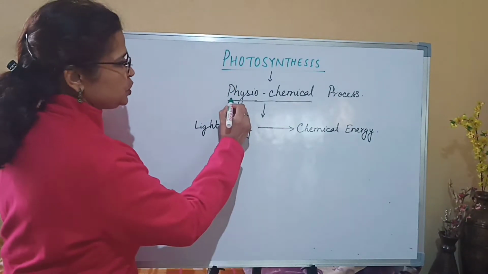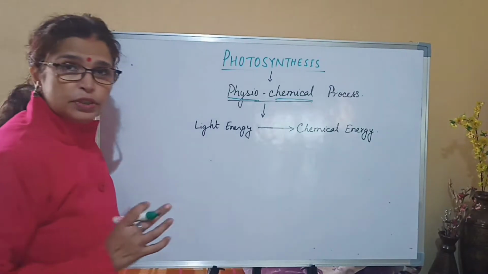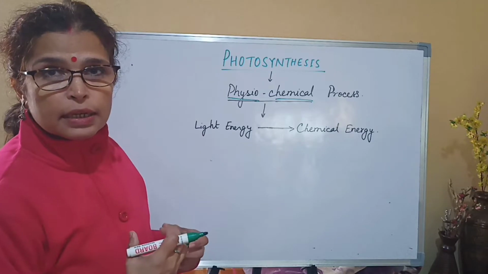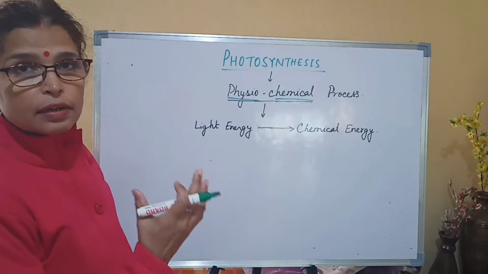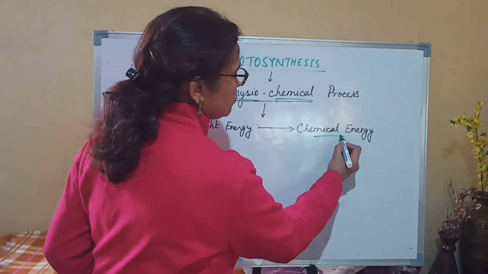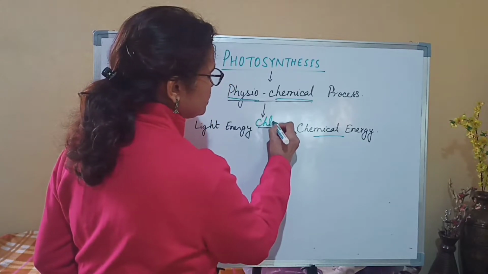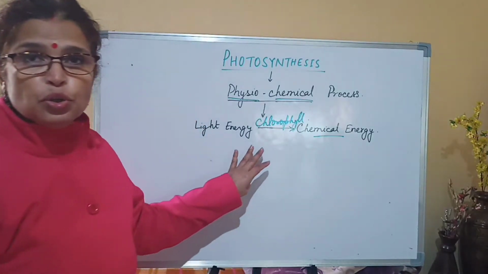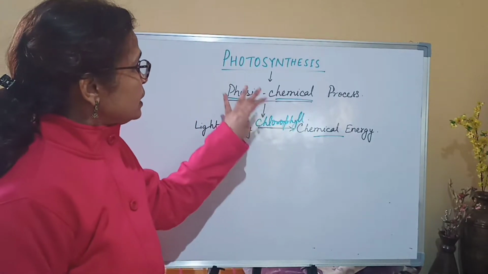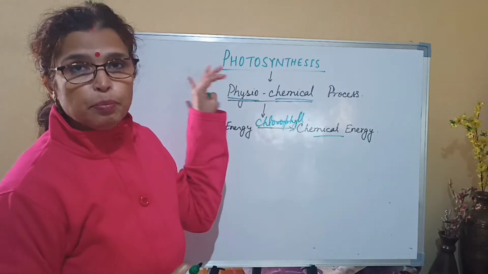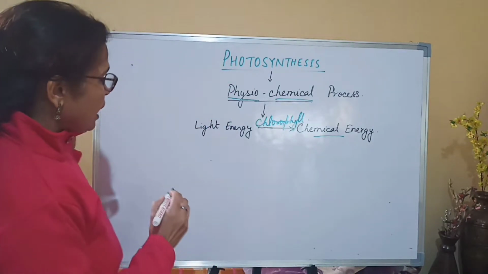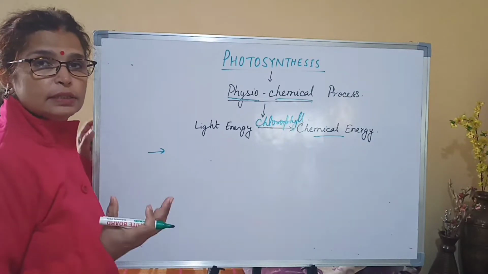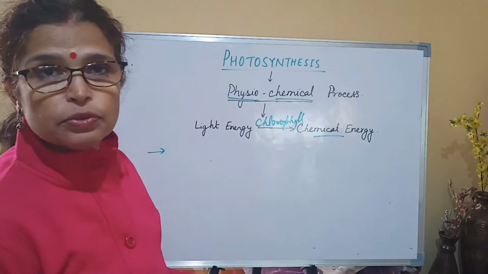Photosynthesis is a physio-chemical process. Physio-chemical means the light energy is trapped by the green plants and they convert it into chemical energy with the help of chlorophyll pigment. Photosynthesis has two importance. It is a primary source of food and it releases oxygen to the atmosphere.